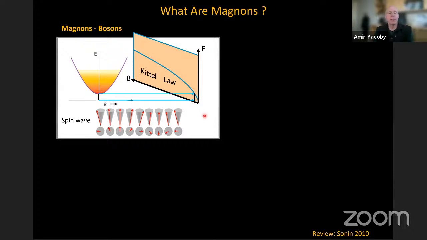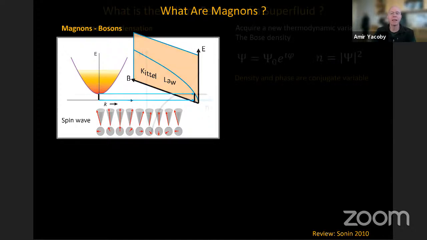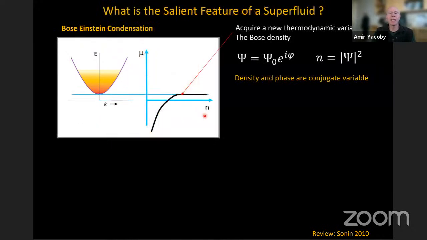Now, if these bosonic excitations condense, what are the salient features of a condensed Bose-Einstein condensate? Well, we know that upon condensation, the system develops a macroscopic order parameter, where the amplitude of the order parameter captures the density of excitations in the ground state.